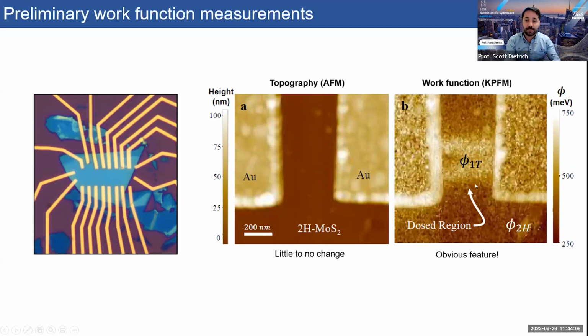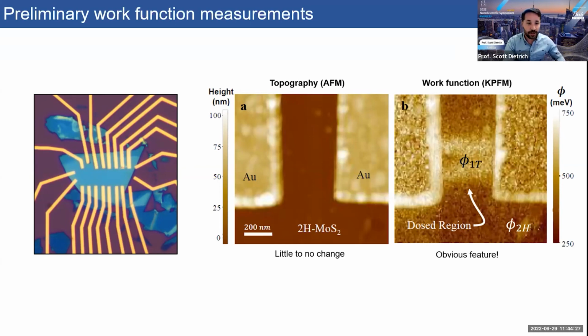So we already had some intuition that the phase transition was occurring here. You can see also that the work function of the 1T region is very close to the work function of gold. And so it might at least qualitatively argue that it is a metal phase.